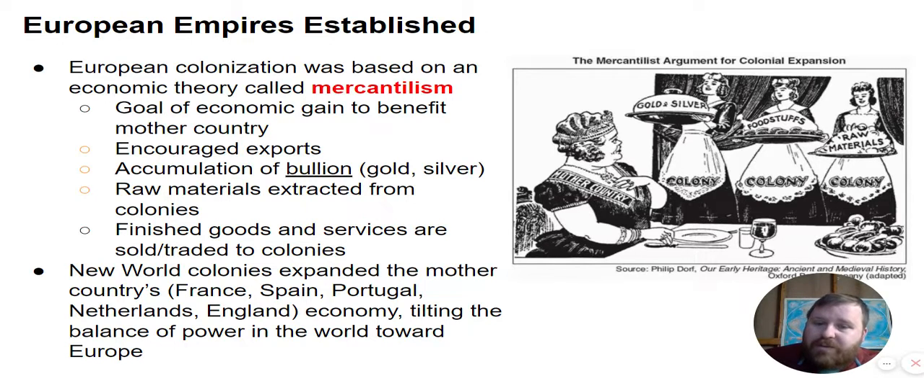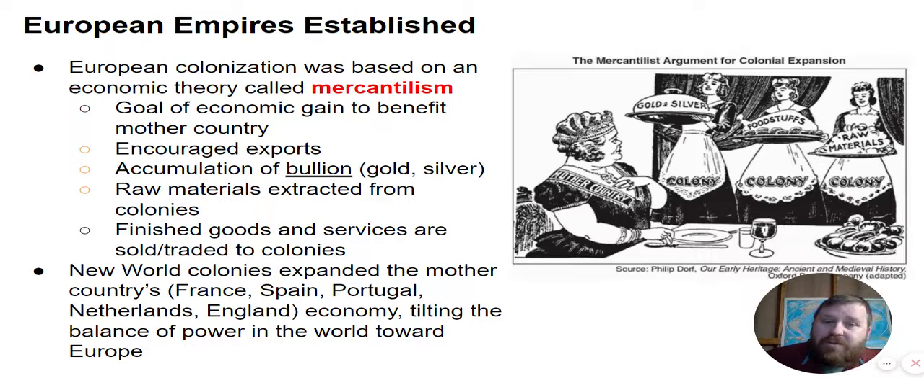And then they brought finished goods and services that are sold and traded to the colonies. So they extract raw materials from the colonies and then use those raw materials to make manufactured goods of some sort, whether that's guns or clothes or whatever. And then they send it back to the colonies. So not only do you have a market to get your raw materials from, you now have a market to send your exports to.